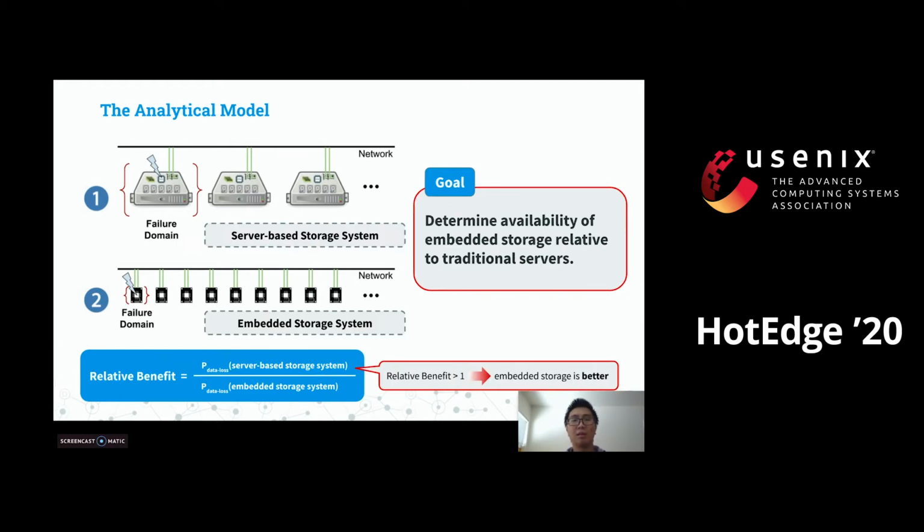To prove our argument, we create an analytical model to compare these two different types of storage systems. The goal is to determine the availability of embedded storage relative to traditional servers. In our evaluation, we use a metric called relative benefit, which is defined by the probability of data loss of the server-based storage system over the probability of data loss of the embedded storage system. Whenever the relative benefit is greater than 1, that means the embedded storage is better in terms of data availability.